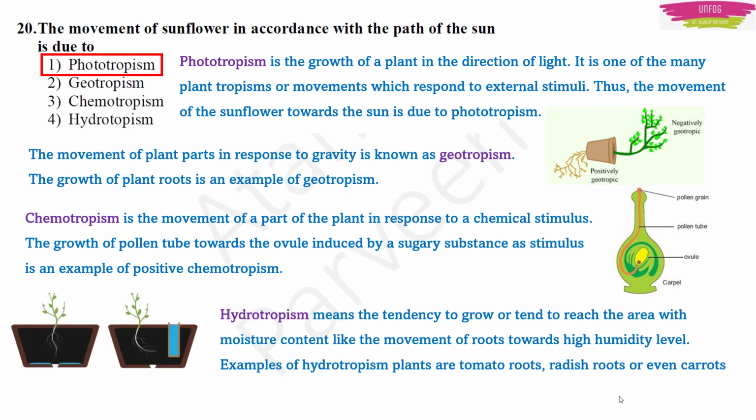Next comes hydrotropism. In hydrotropism, the plants tend to reach the area with the moisture content. Means they want to grow towards the water, like the movement of roots towards high humidity level. Here you can see the picture. The root is going towards water. It is growing in that direction. Examples of hydrotropism are plants like tomato. Here roots go towards water. Radish roots, or even carrots also.